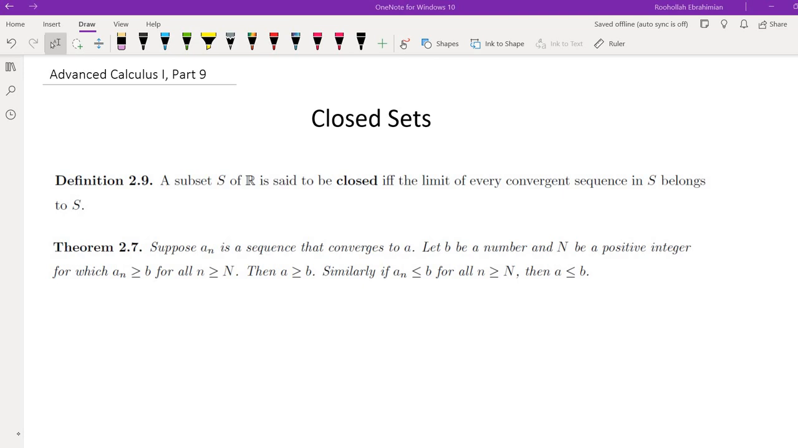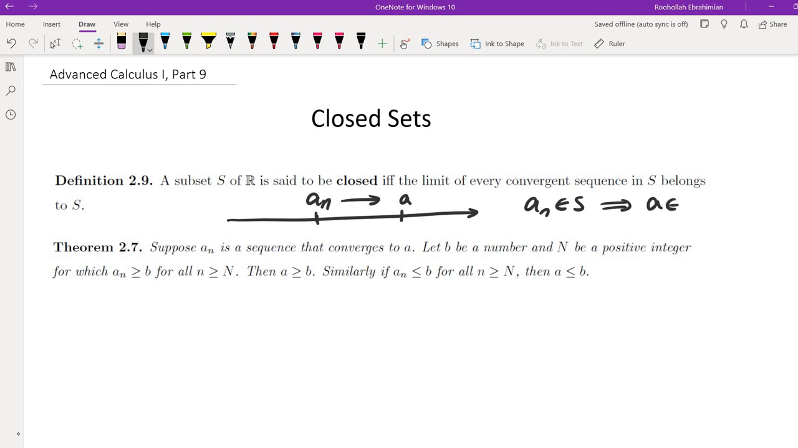So a subset S is called closed if and only if the limit of every convergent sequence in S belongs to S. So in other words, if you take a sequence a_n inside S that has a limit a, then the limit a is also in S.